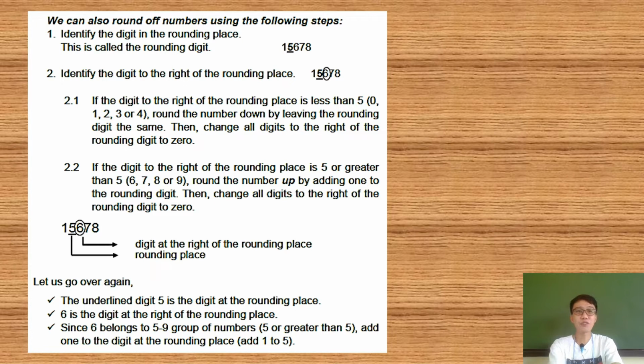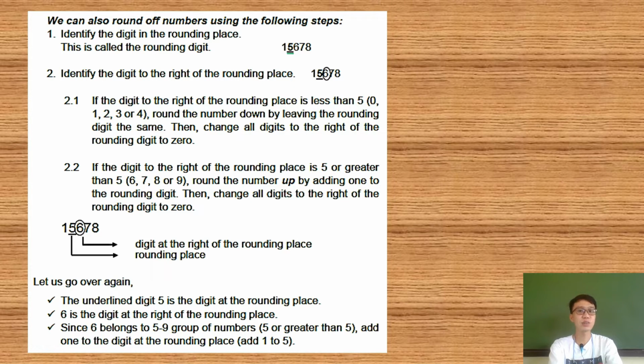We can also round off numbers using the following steps. First is identify the digit in the rounding place. This is called the rounding digit. What is the rounding digit? 5. So 5 is in the thousands place. Second, identify the digit to the right of the rounding place. Okay, so the number on the right of 5 is 6.